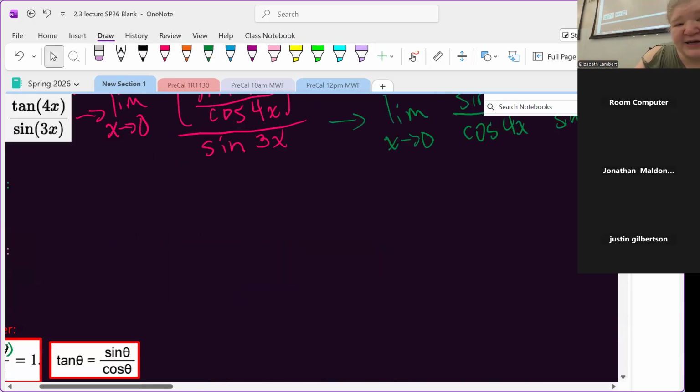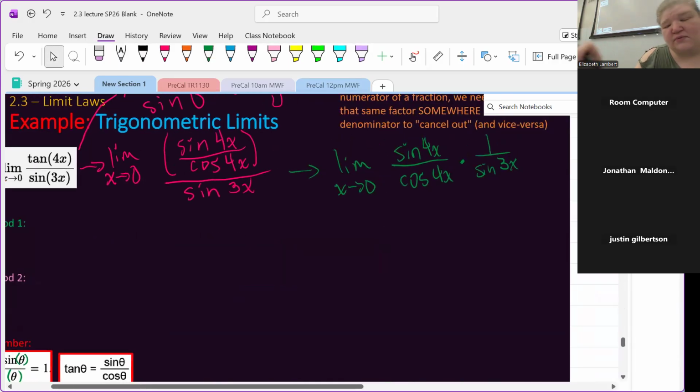Now we're going to end up with some extra pieces floating around, but this is how we solve this particular mess.